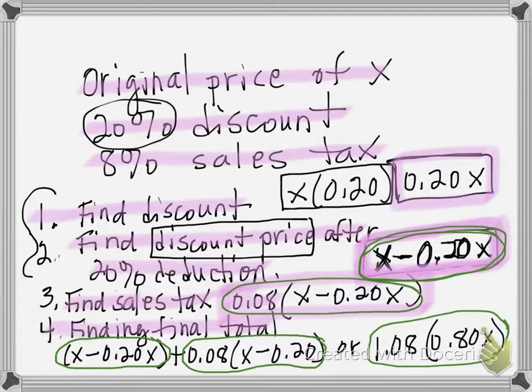Or we could just do this. We could take 1.08, which is our price times sales tax, and just multiply that by our discounted price, which is going to be 0.80x, which is just 1 minus the 0.20x, and that's going to give us that. Okay?